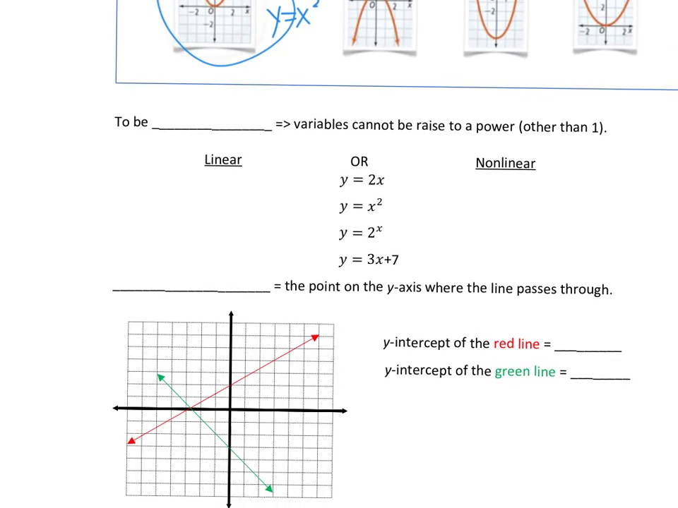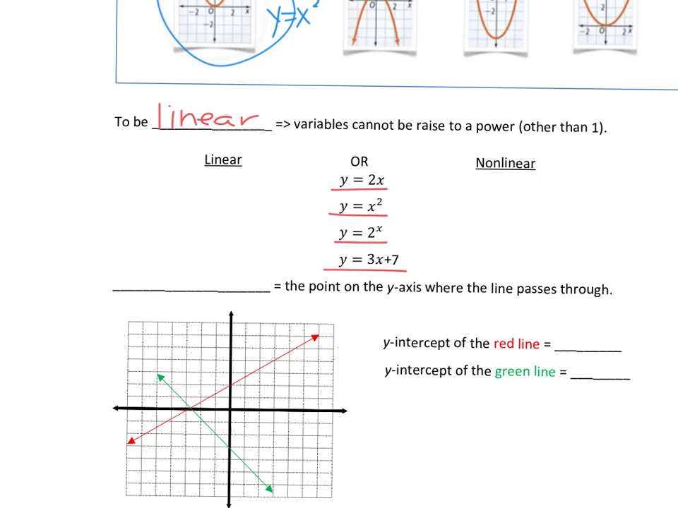So we are going to be talking about linear equations. And in order to be linear, variables cannot be raised to a power other than the power of 1, because a power of 1 doesn't change anything, right? So if it's going to be linear, you cannot have something squared or something to the x power, okay? So if you look at these 4 equations that I gave you, which ones do you think are linear? Which ones are going to give you a straight line?